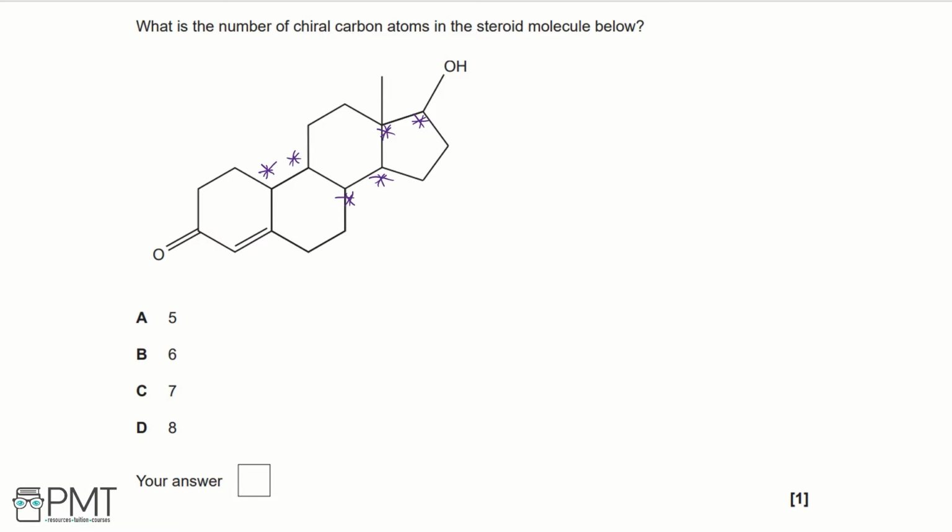So looking at our options, we've been given 5, 6, 7, and 8. Counting the number of chiral carbons here, we have 6. So that means our answer would be B. So to get the mark for this question, we must write B in the answer box provided.